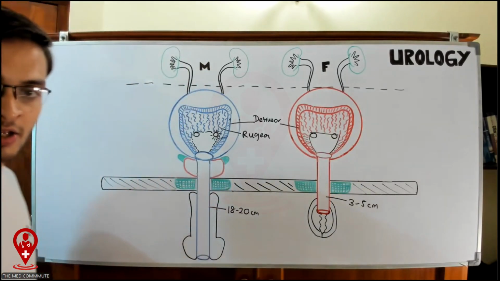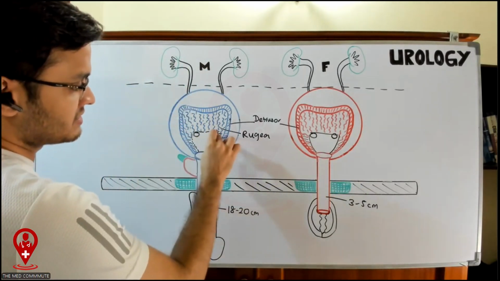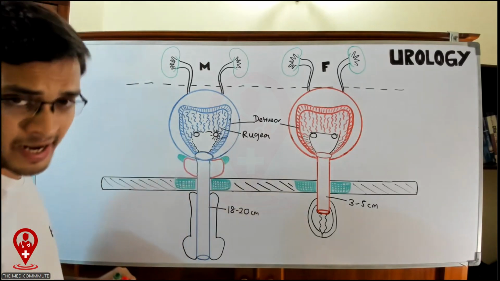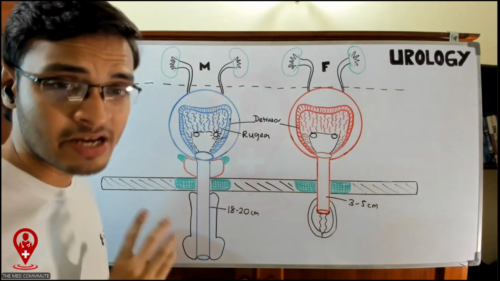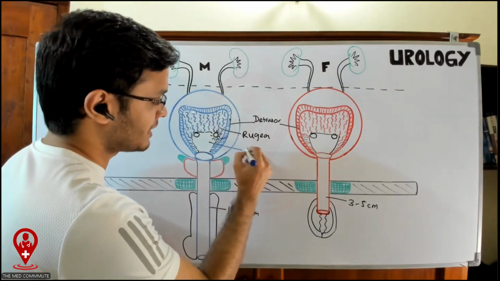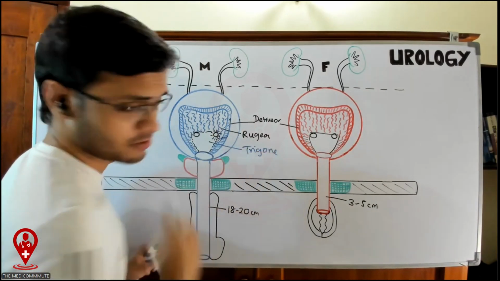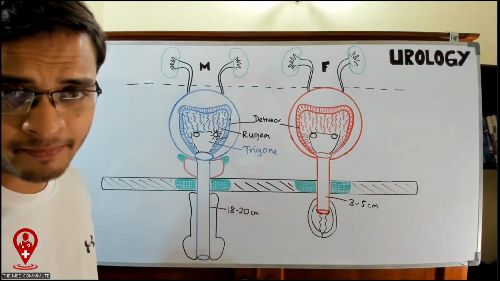And here as well. So these 3 points form sort of an inverted triangle, right? And this area does not have any rugae, and we call it the trigone of the bladder. The trigone of the bladder. Okay, the trigone of the bladder.